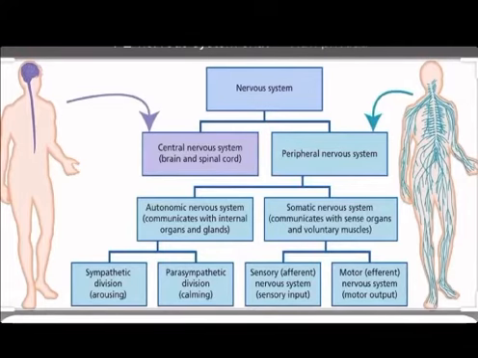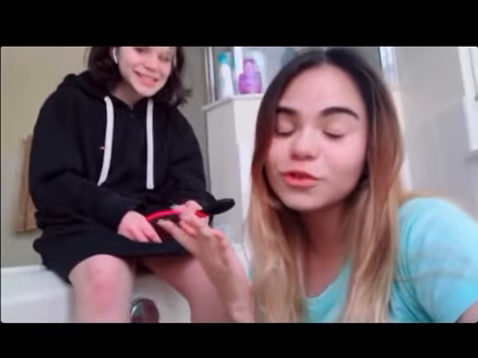Then we have the autonomic and somatic nervous systems. Somatic is voluntary. We have sensory and motor. And autonomic is involuntary, and we have the sympathetic and parasympathetic. To end this video, we want to show you an example of a reflex. That is called the knee-jerk reflex.